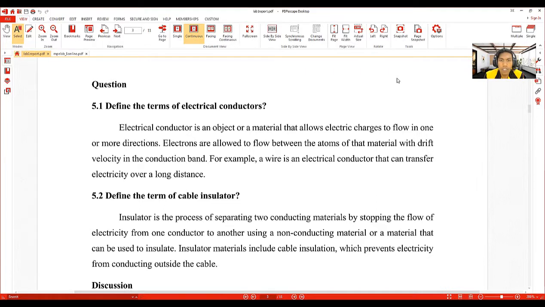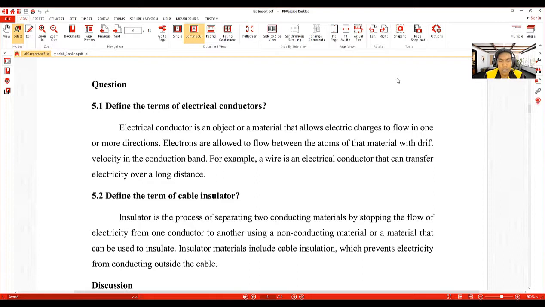Okay, now I will continue with the question. For the first one, define the term electrical conductor. What we know is an electrical conductor is an object or a material that allows electric charge to flow in one or more directions. Electrons are allowed to flow between the atoms of that material with drift velocity in the conduction band. For example, a wire is an electrical conductor that can transfer electricity over a long distance. Okay, that's for conductor. Now I will go through the next question.